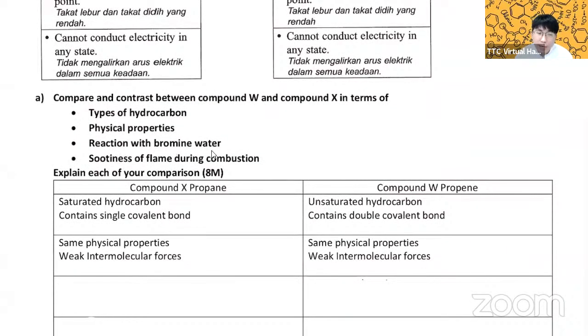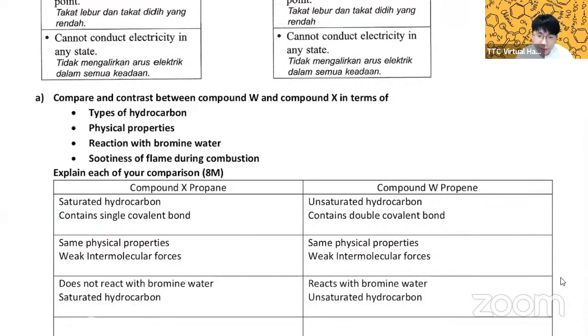But number three, reaction with bromine. Do you think alkane can react with bromine? Alkane has all single bonds, so it cannot. But alkene has a double bond, an empty space, so it can. So propane does not react. Correct, the alkene decolorizes brown bromine water, while propane does not decolorize your brown bromine water.